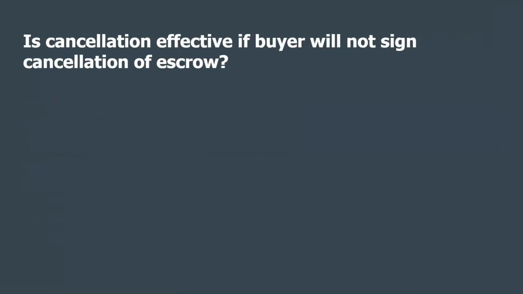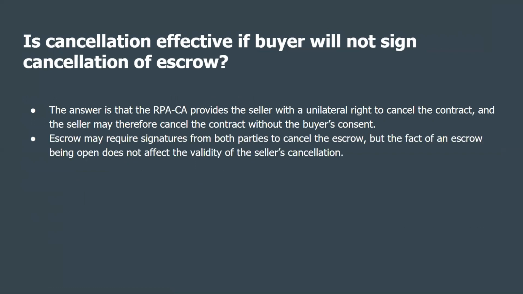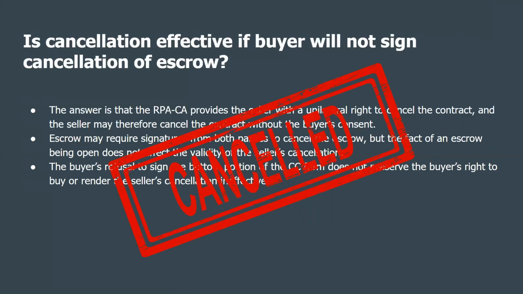So, is cancellation effective if buyer will not sign cancellation of escrow? The answer is that the RPA provides the seller with a unilateral right to cancel the contract, and the seller may therefore cancel the contract without the buyer's consent. Escrow, however, may require signature from both parties to cancel the escrow, but the fact of an escrow being open does not affect the validity of the seller's cancellation. The buyer's refusal to sign the bottom portion of the CC form does not preserve the buyer's right to buy or render the seller's cancellation ineffective. So it is therefore canceled.